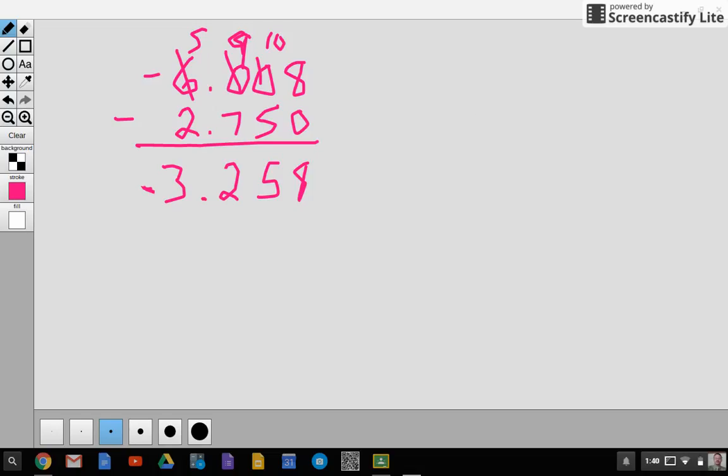Okay, so that should get you through those problems there. And this is how you add and subtract rational numbers, which of course include fractions and mixed numbers and decimals, like we just finished up with.